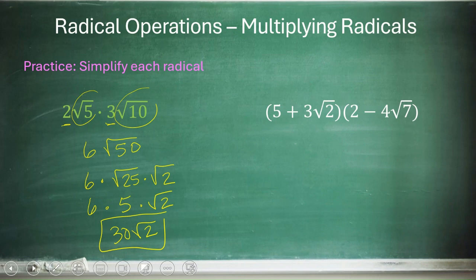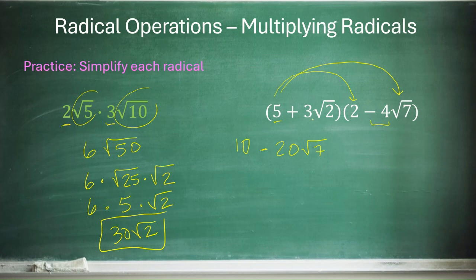All right, and then this is going to come in handy when we get to some more complex math things. We can have binomials that include radicals that we have to FOIL or distribute. So the way we're going to do this, I'm going to walk you through this. We say 5 times 2 is 10. And this is where it gets a little tricky. We have 5 times negative 4 times root 7. So 5 and negative 4 get multiplied. So that gives me negative 20 times root 7.